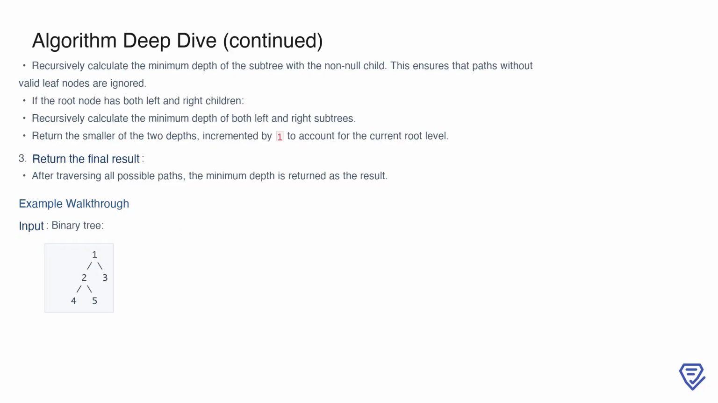To make this clearer, let's walk through an example. Consider a binary tree where the root node is labeled as 1, with 2 children, 2 and 3. Node 2 itself has 2 children, 4 and 5, while node 3 is a leaf node.